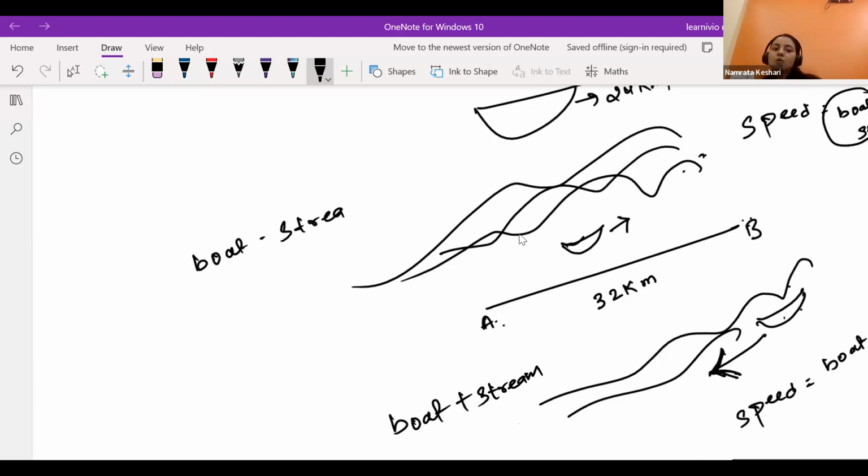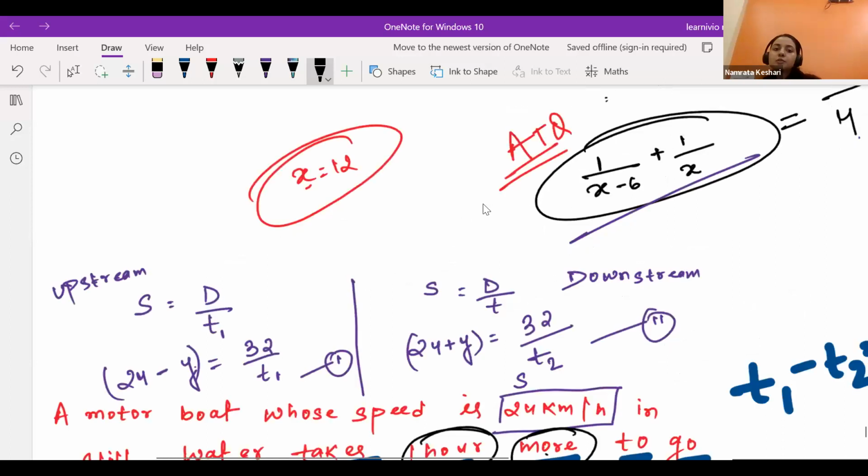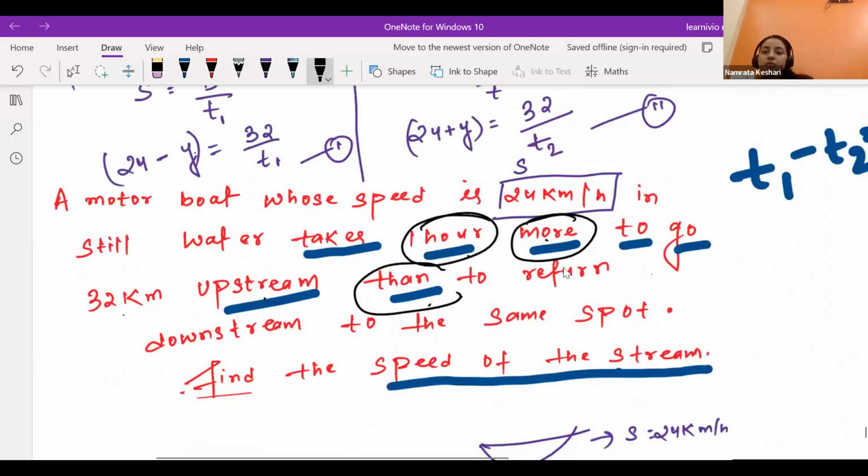Now the speed distance time formula will be used. We just have to be careful with the speed in these two scenarios. If you read the question, are you getting it, Maha? It says 1 hour more than downstream. Yes, ma'am.